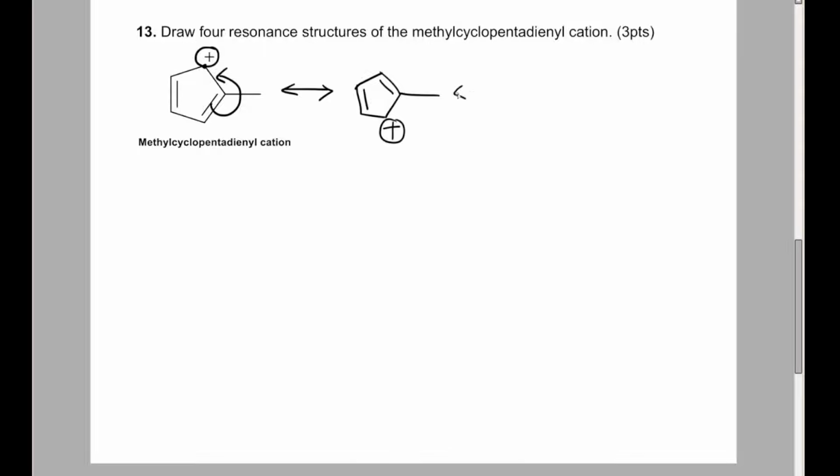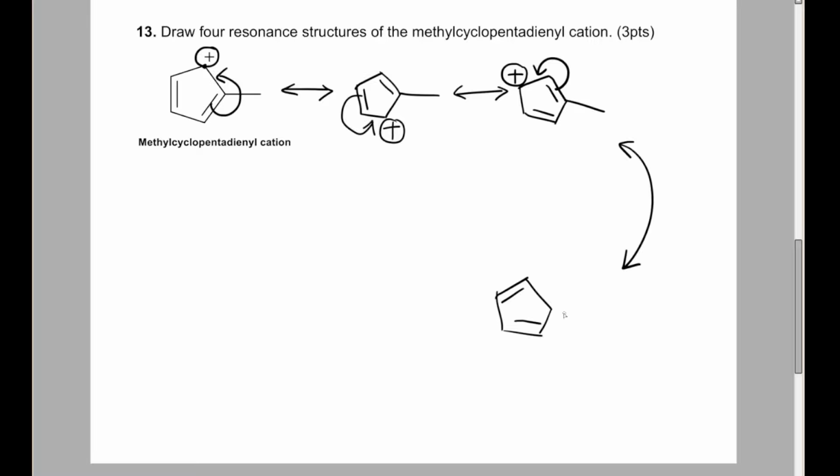Now we can draw another resonance structure, and we can move this other double bond that we previously did not touch. We can move it here to displace this positive charge, and we can redraw that like this, and this positive charge would be on this carbon. And we can do that again. We can move this upper double bond over here and displace this charge again. We get something like this.